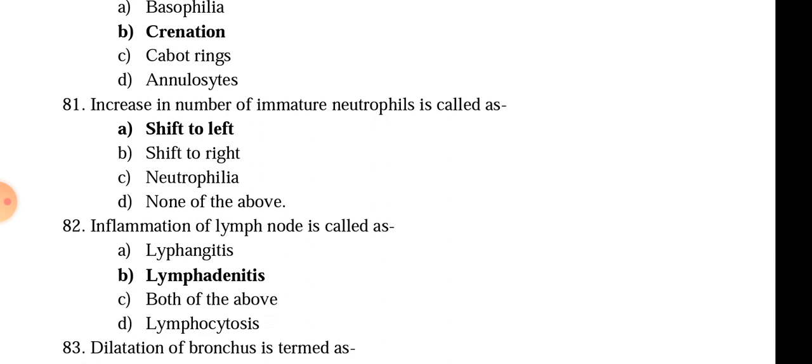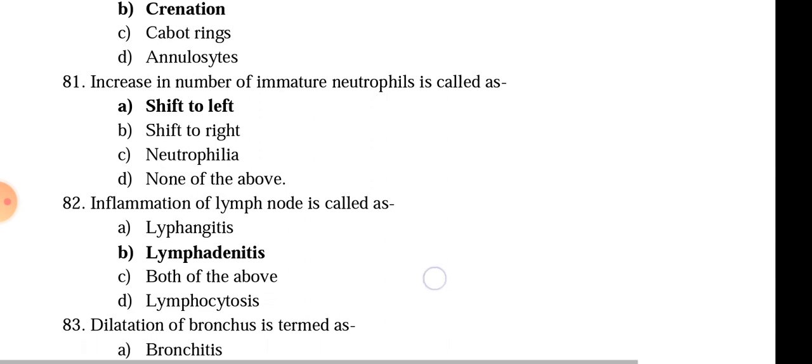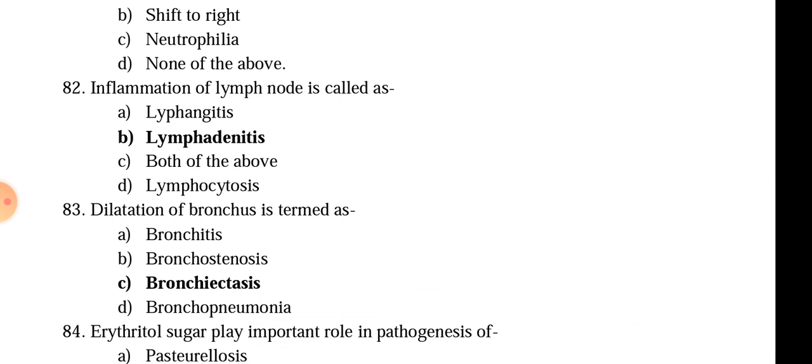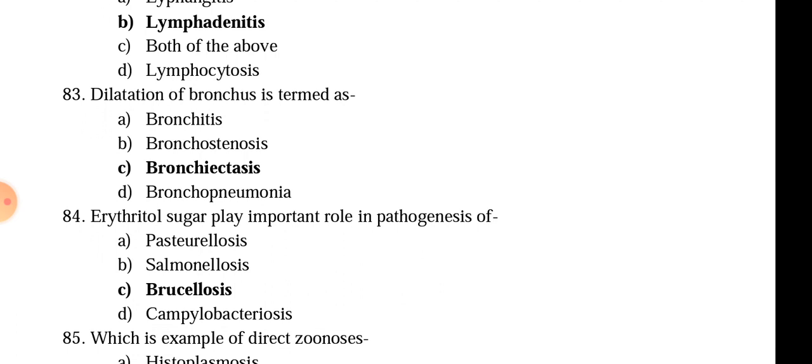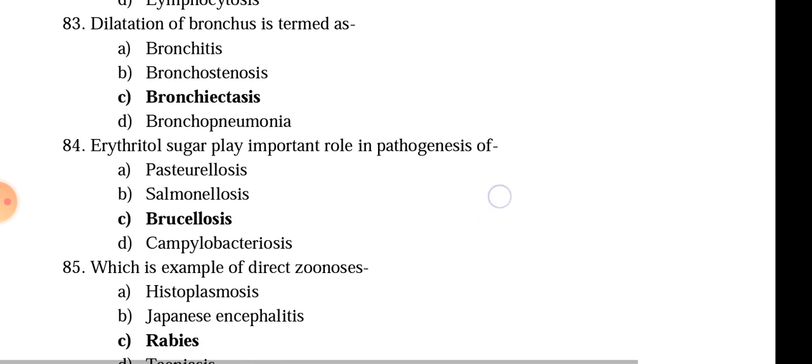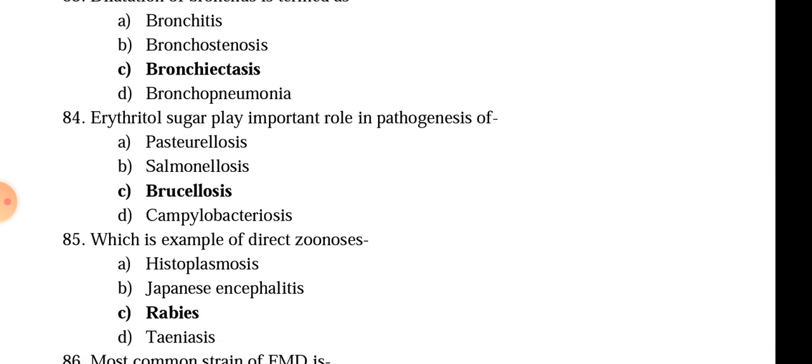Inflammation of a lymph node is called lymphadenitis. Dilatation of the bronchus is termed bronchiectasis. Erythritol sugar plays an important role in the pathogenesis of brucellosis. It is present in the fetus.